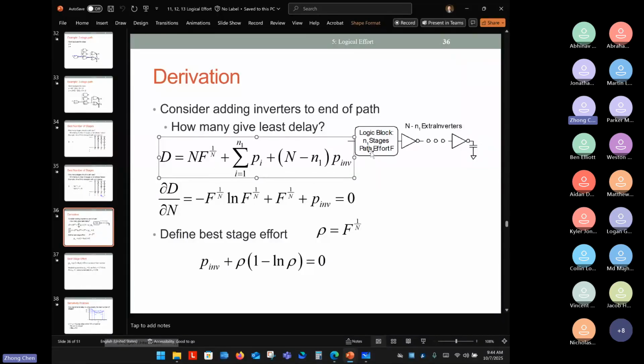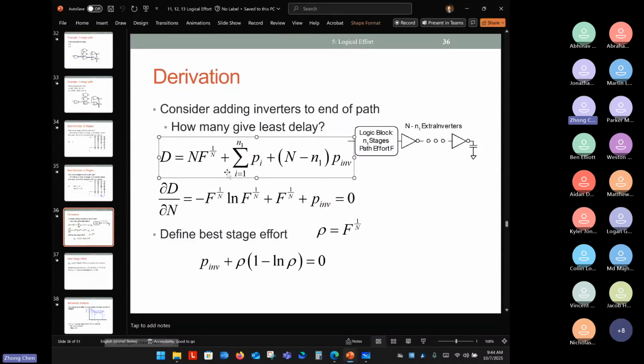So no matter how many stages I want to insert, the equation is still valid. I still need to use the best stage effort for each stage, which means they are equal to each other. For each stage, the small f is always equal to each other, and N stages times the small f will be the total stage effort.